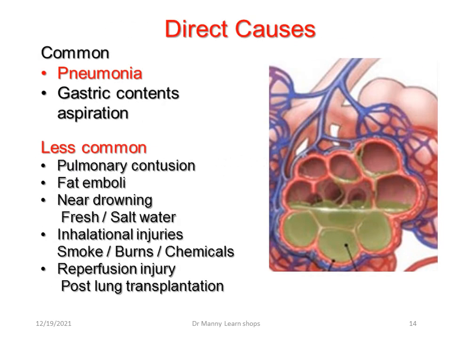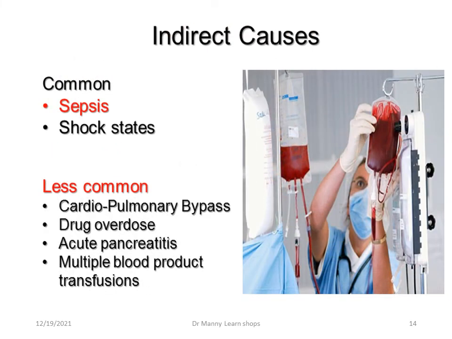Now, the direct causes we said were pneumonia, gastric content aspiration causing a pneumonitis. Less common: pulmonary contusion, fat embolism, near drowning, whether it's fresh or salt water, inhalational injuries such as smoke, burns, or chemicals, and reperfusion injury post-lung transplantation. Indirect causes can be sepsis, any shock state causing hypoperfusion of the lung, cardiopulmonary bypass, drug overdose, acute pancreatitis, and multiple blood product transfusions.